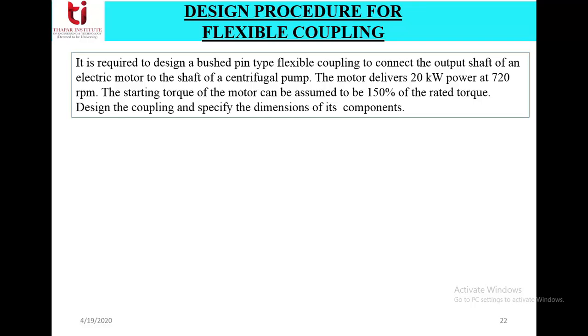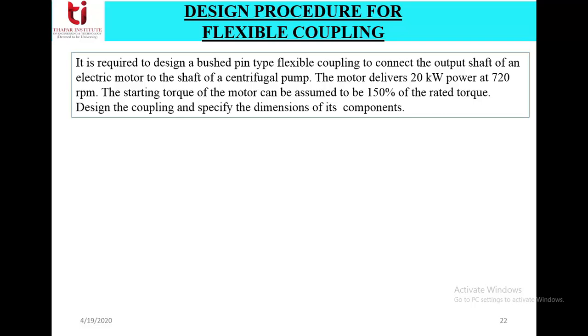The motor delivers 20 kilowatt power at 720 rpm. The starting torque of the motor can be assumed to be 150% of the rated torque. Generally we know that the starting torque is more than the rated torque, so that is given to be 1.5 times the rated torque. Now you can see not much data is given to you. You have to design the coupling on your own and specify the dimensions of its components.